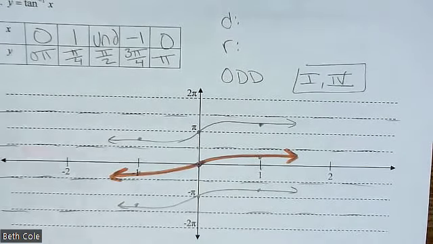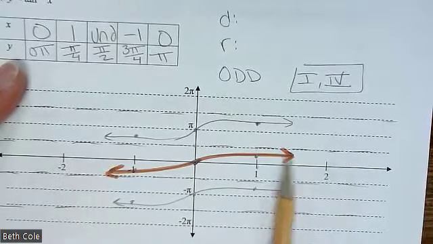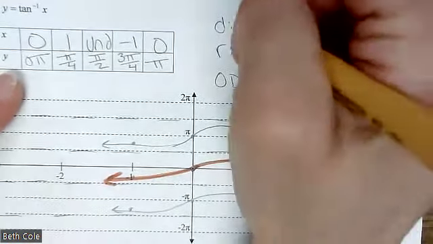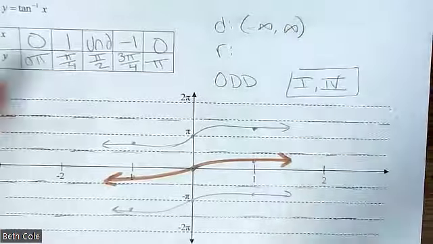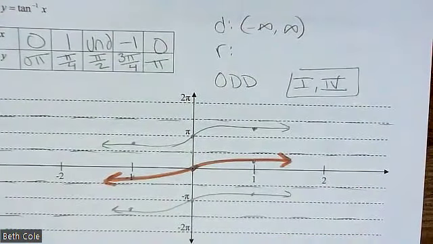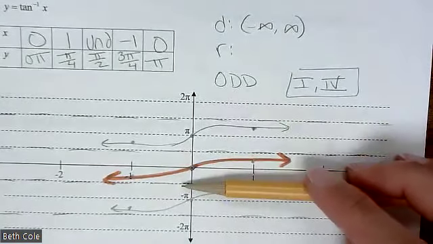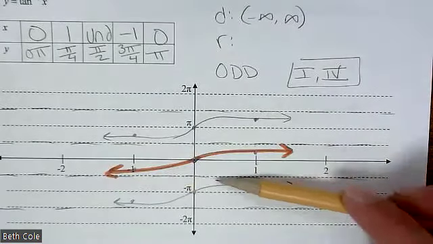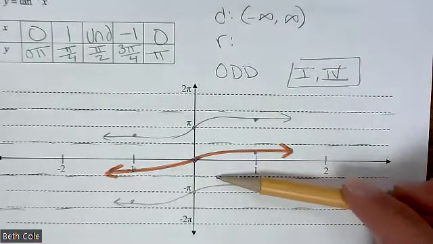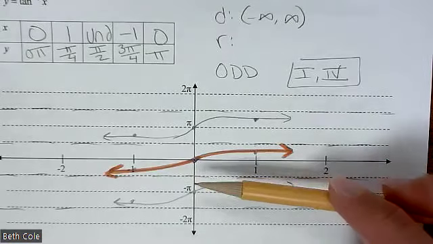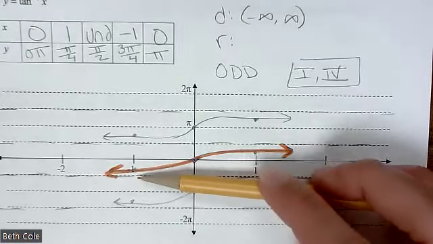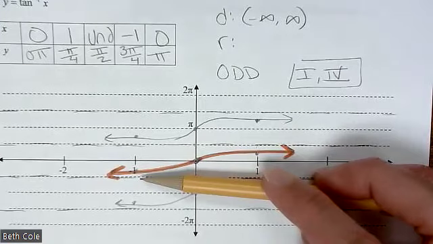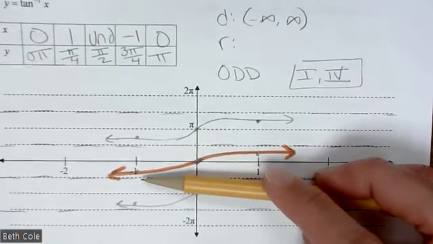So what do you think for domain, left to right? Yep, everything. Oh my gosh, that was the range before. Now it's the domain. Cool. And then your range. You're going downwards to upwards, so it's starting where? Where are we starting? Negative pi over 2, but bracket or parenthesis? Good.